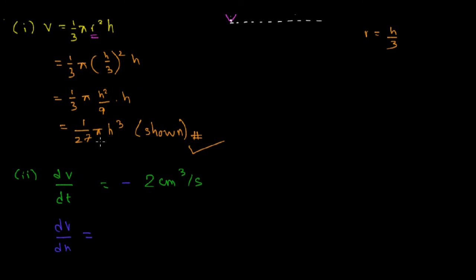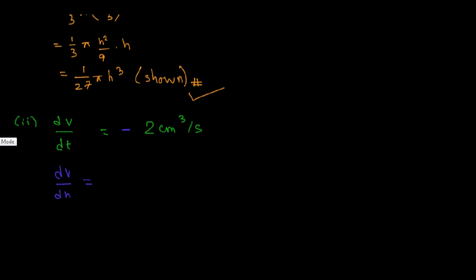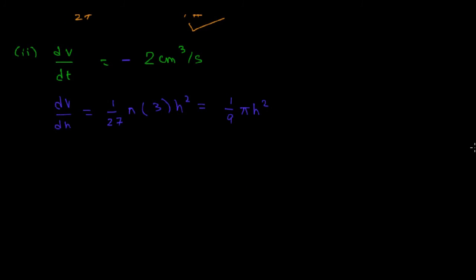It should be simple enough. You differentiate dV over dh using that formula. So if you differentiate, you keep the constant term like that, you get 1 over 27 pi, you bring the 3 down, then you subtract 1 from the power 3, and you just do a bit of simplification. You get something like 1 over 9 pi h squared. Simple enough. That was just simple differentiation. But we are not done there yet.